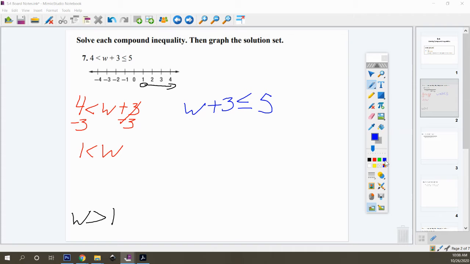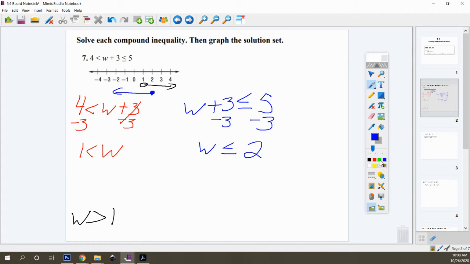Okay, let's come back over here and solve this: W plus 3 is less than or equal to 5. I want to get W by itself. Since it's plus 3, we're going to minus 3. That gives me W less than or equal to 5 minus 3, which is 2. Since W is on the left, I don't need to change it or flip anything. Less than or equal to means I'm going to go to 2, put a solid dot, and go left.